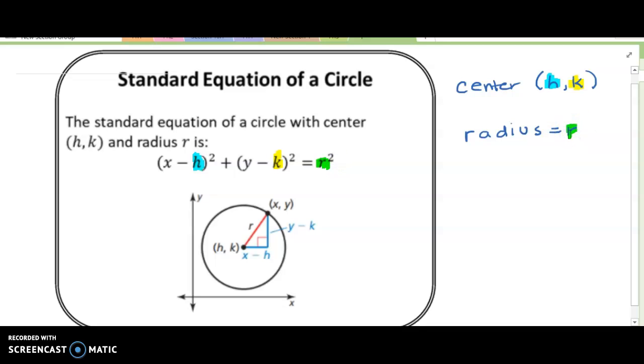Okay, and so on the flip side, if you have the center and the radius, you could very easily plug it in to get the standard equation of the circle. So if you have the equation, you can pull out the center and the radius. But if you have the center and the radius, you can write the equation.